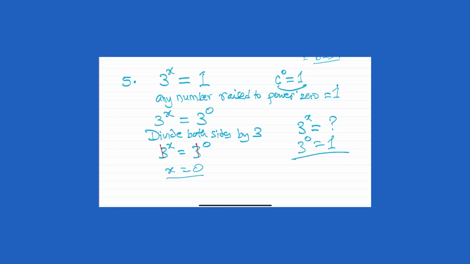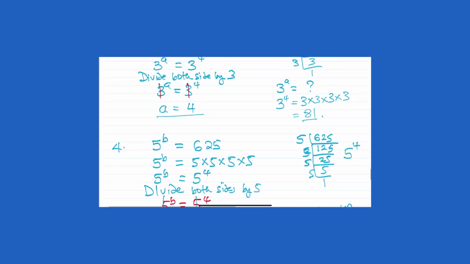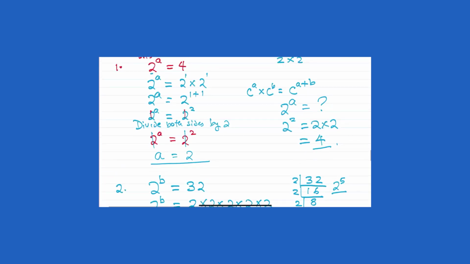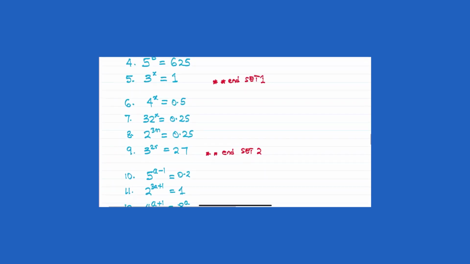Good job. So now that we're done with this one, in the next video, we're going to be talking about the second set, question number 6 to number 9, where we have the value, and on the right-hand side, we have the decimal. How do we approach it? I'll see you in the next video.